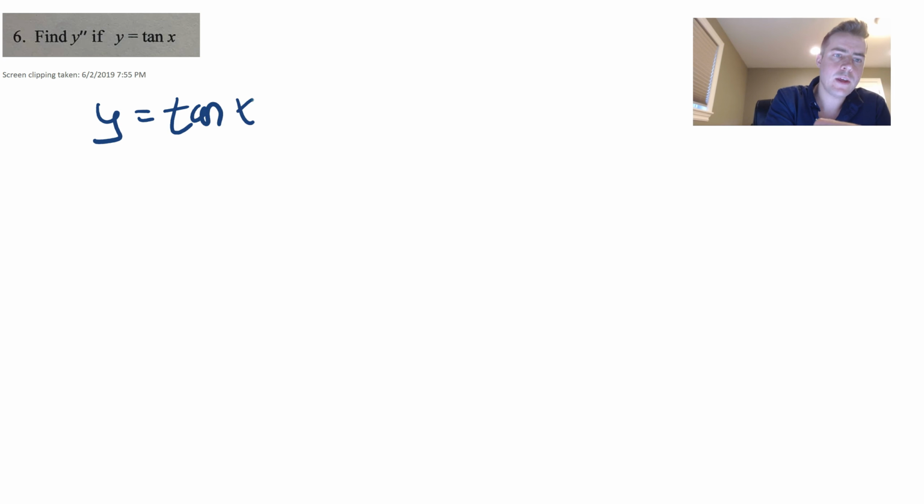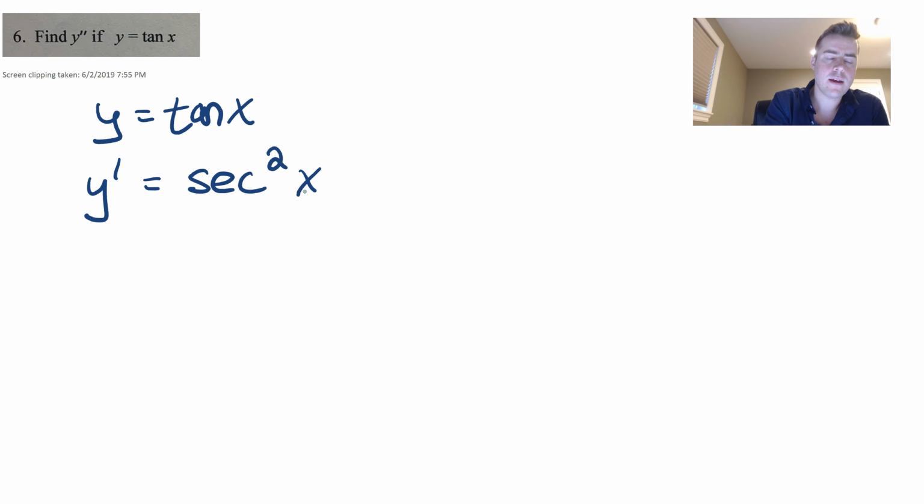All right, question 6. We want the second derivative of y equals tan x here. Okay, so y equals tan x. What you have to remember is the derivative of tan is secant squared x. Okay, so you'll have a bunch of the different trig derivatives that you should have memorized. So tan is going to be secant squared. And then we want to do the derivative of this.